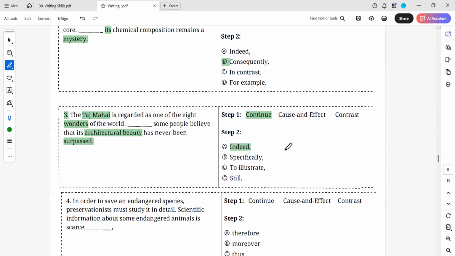We have indeed to emphasize the idea. We have specifically to give an example. So what do you think? What is happening here? Are they trying to emphasize the idea or to exemplify, to give an example? If we're just trying to give an example, it's gonna be B. Okay, trying to emphasize the idea, it's gonna be A. So what do you think? Yes, perfect. That's it.